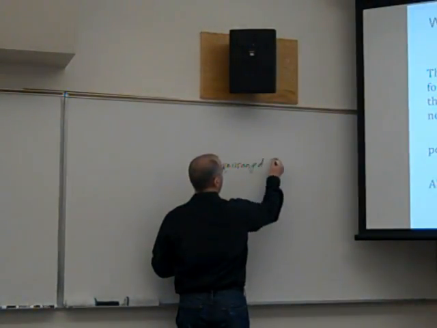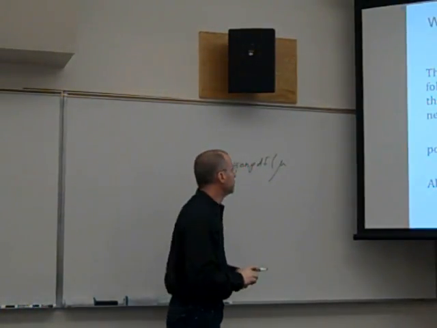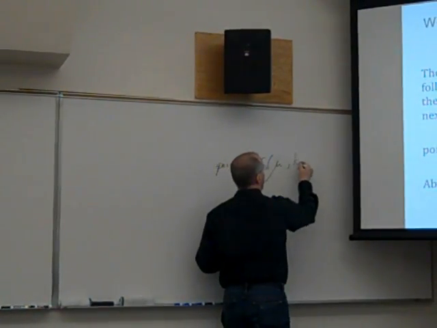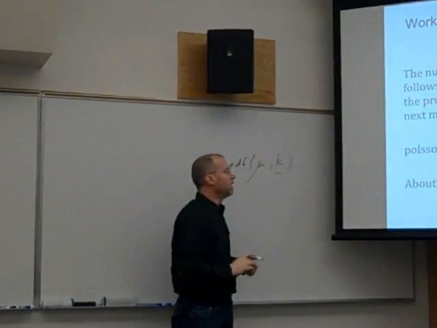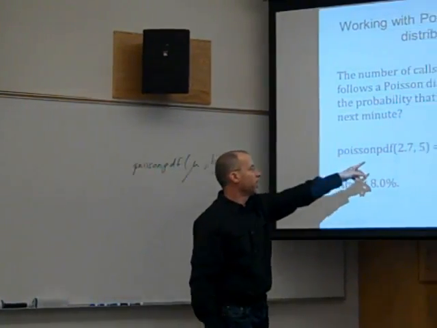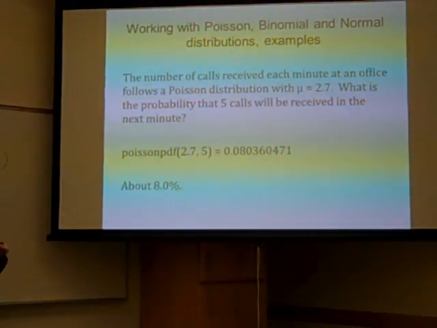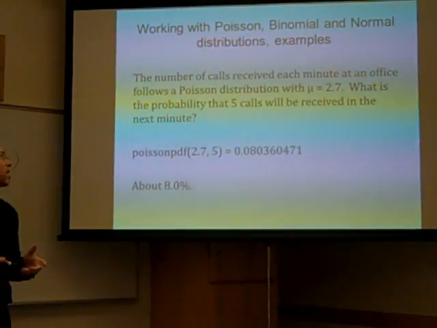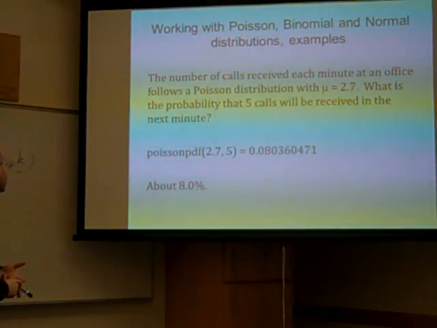Poisson PDF, mu. Have to specify the mean of the distribution. And then k, what's the specific value you're interested in. And if you plug that into your calculator, you get this, about 8%. It's very easy computationally. The thing that's hard is figuring out, okay, this is a Poisson situation, so I've got to pull up a Poisson PDF and remembering this syntax of what I need to put in the calculator.